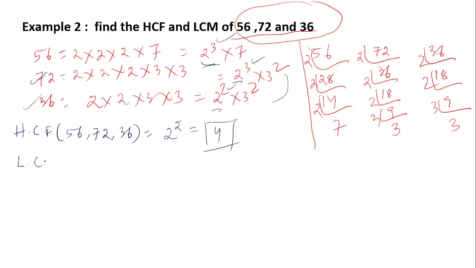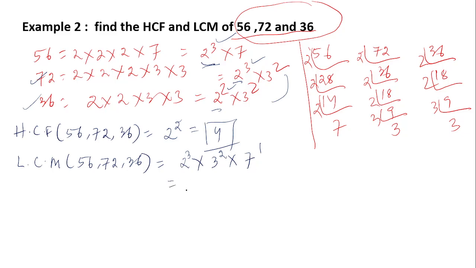Similarly, LCM of 56, 72, and 36 is equal to, it says that we need to write all of the prime factors, not the common prime factors only. 2 is a prime factor, 3 is also a prime factor, and 7 is also a prime factor. And according to the definition, we need to write the highest power of the prime factors. So 3 is the highest power of the prime number 2, and 2 is the highest power of 3, and 1 is the highest power of 7.